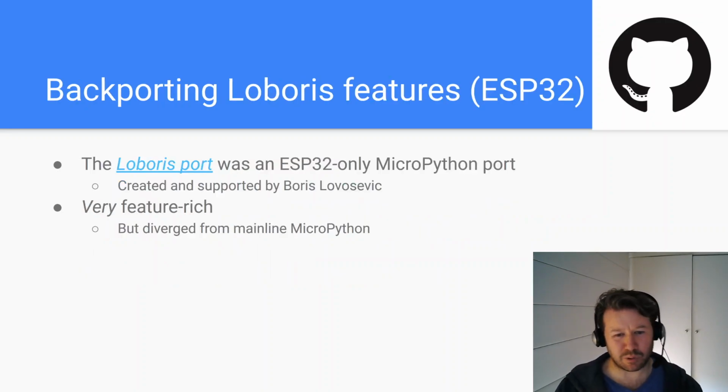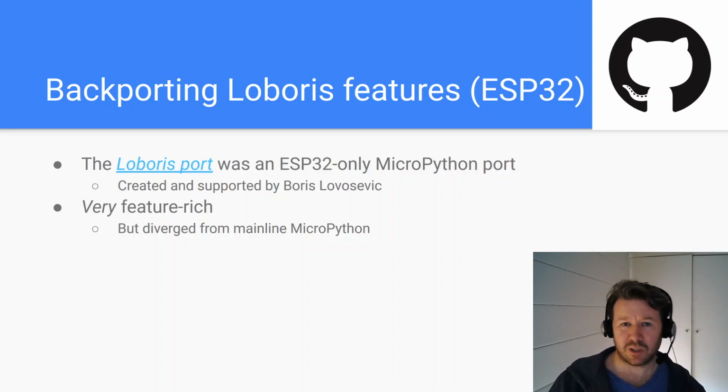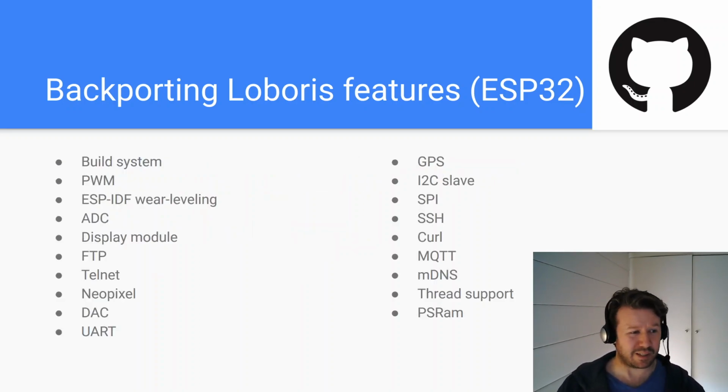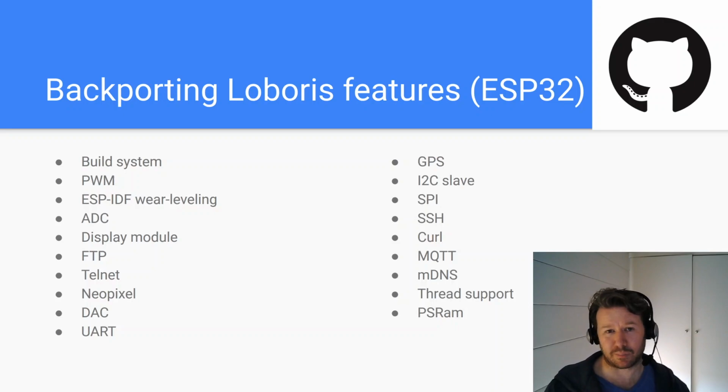Okay, so the Loboris port. I won't go into as much detail as I was originally going to, but the Loboris port was started by a guy named Boris Lovosevich, who was super prolific. He really put together a whole bunch of features to expose a lot of the unique things about the ESP32. Really feature rich, but it did diverge quite a long way from mainline MicroPython. He had a really good build system, Neopixels support, heaps and heaps of different features. And people often want some of these features, and they haven't all made it back to mainline yet.